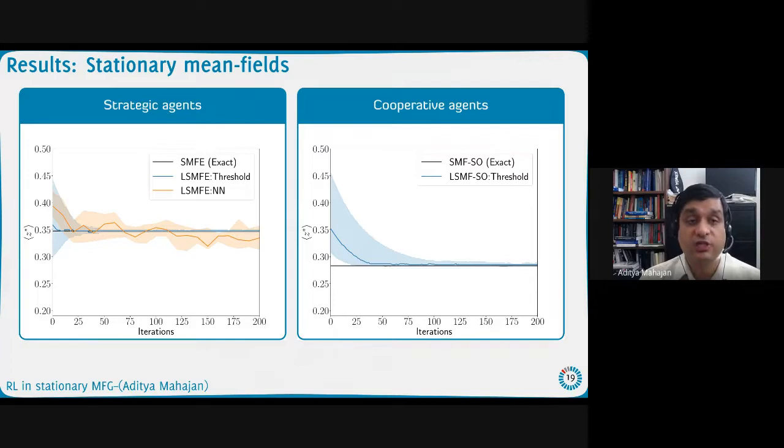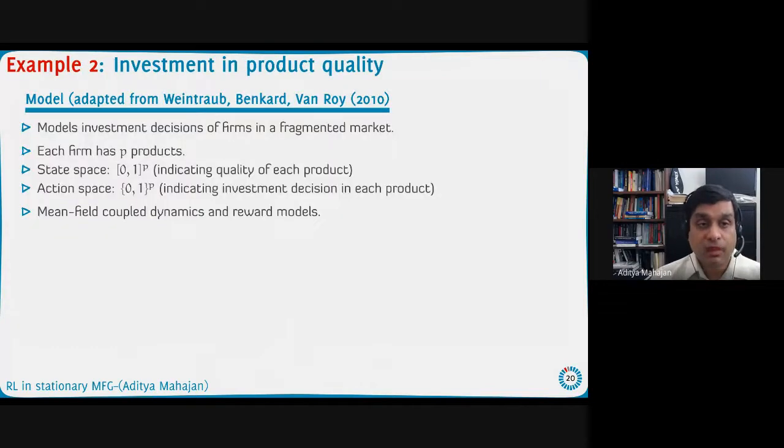We can also see whether the mean field is converging to the right solution or not. Mean field is a vector, so I'm scalarizing it and plotting the average of the mean field. And both for strategic agents and cooperative agents, the mean field also converges to the values predicted by theory. So this shows that the reinforcement learning algorithms are working reasonably well in this simple toy model. I'll also consider another example, which is of investment in product quality.